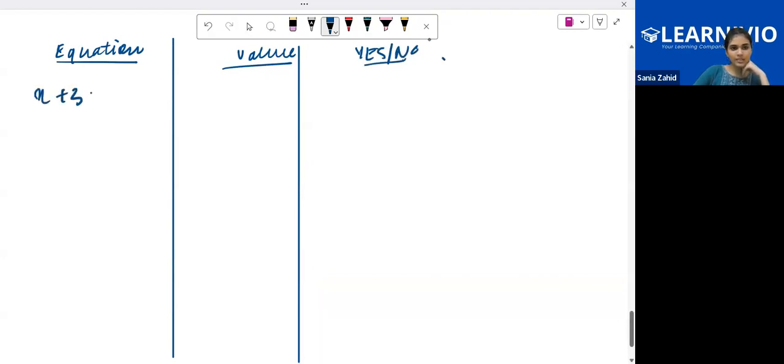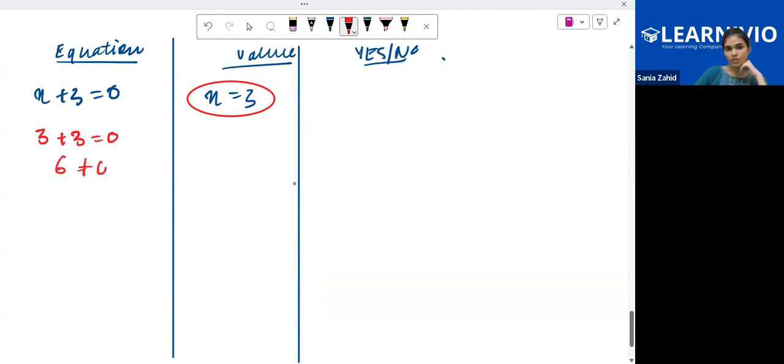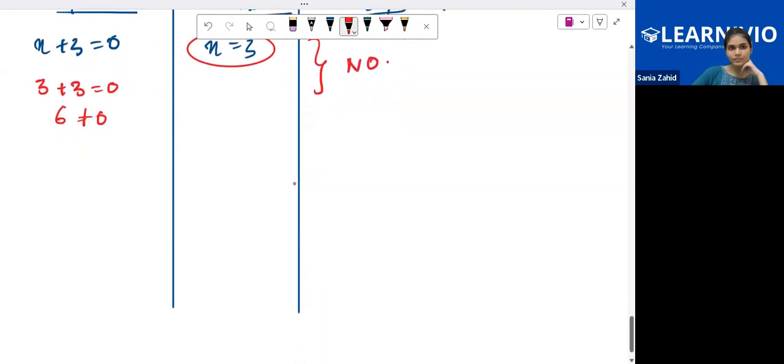So the first one is x plus 3 is 0, and x is 3. Is the equation being satisfied? Just replace x with 3. So 3 plus 3 is 0? Is 3 plus 3 equal to 0? No, it's 6, which is not equal to 0. So is the equation satisfied? No.